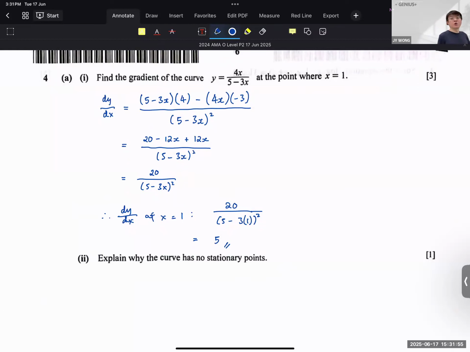Explain why the curve has no stationary point. This one a little bit more interesting. How do you explain why the curve has no stationary point? You notice that it's only a 1 mark question, which means that they don't really want you to do any particular calculation. So some of you will go and find what? Actually, no stationary point means what? It does not equal to 0. In other words, how to explain that it has no stationary point, Kaylin?